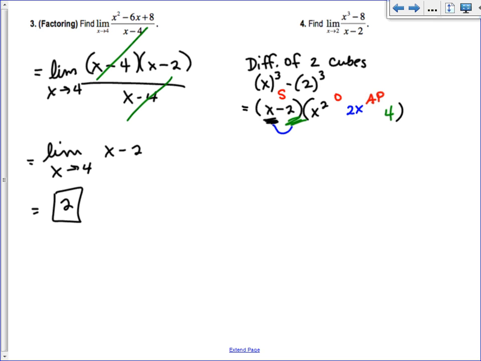The same, opposite, always positive. So it's going to be negative, plus, plus. All right, so that's how that one factors.